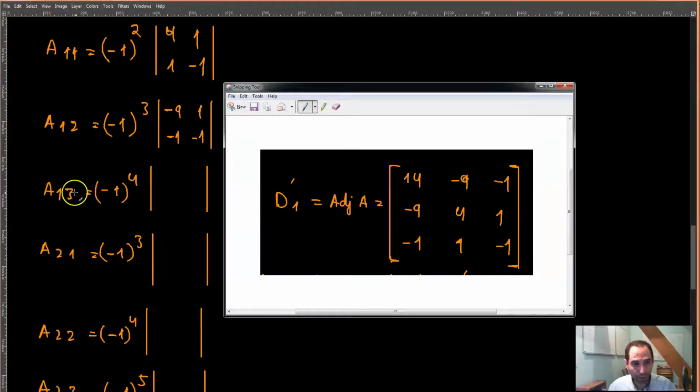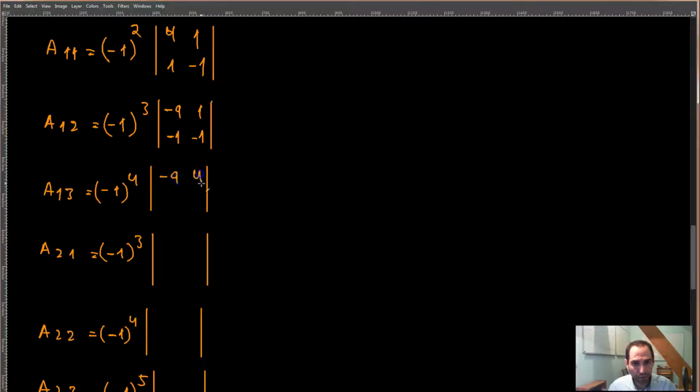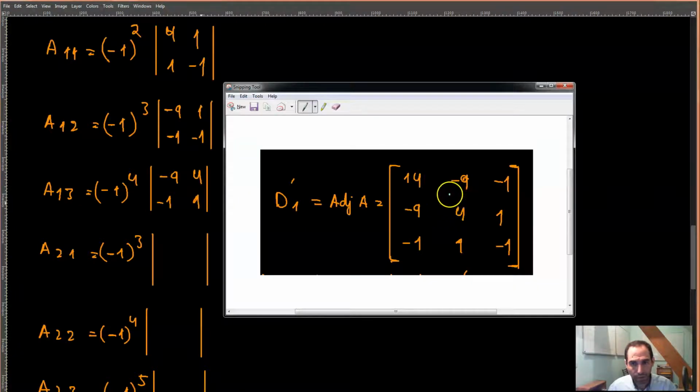For this element, delete this column, delete this row: -9, 4, -1, 1. This element, delete this row and delete this column, you get -9, 4, -1, 1. For the next element you get -9, -1, 1, -1.